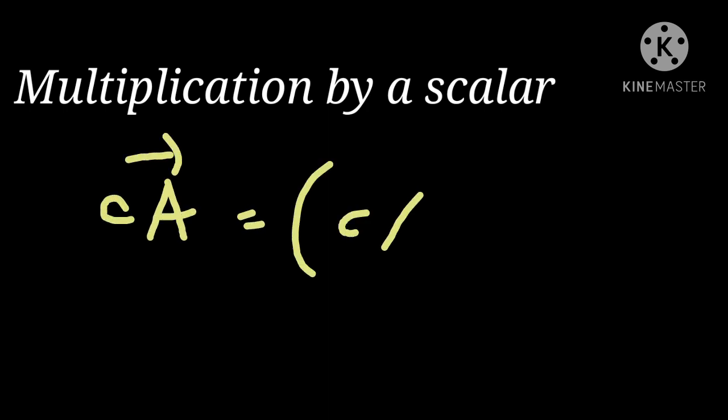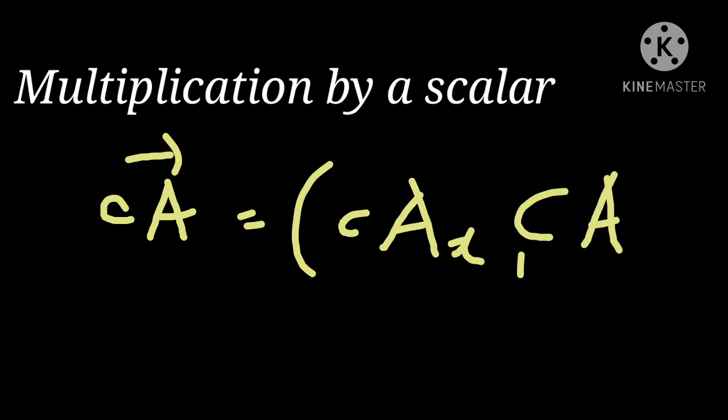C into the vector A is equal to c ax, c ay. Here we are considering the two-dimensional case, so the components of A are ax and ay. So when we multiply a scalar c with the vector A, we have to multiply the scalar with each component, that is c into ax and c into ay.